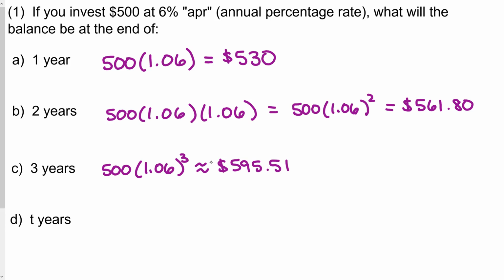Now let's generalize this, and we can say that we have 500 times 1.06 to the t power for t years. So you can imagine how we could generalize this more. So instead of using 500 for the amount invested, by the way, the amount invested is called the principal, instead of using 500, we could use a variable there, typically a p. Instead of using 0.06 for the interest rate, we could use a variable there, typically r for rate. So we're building a formula, but there's one more thing to consider.